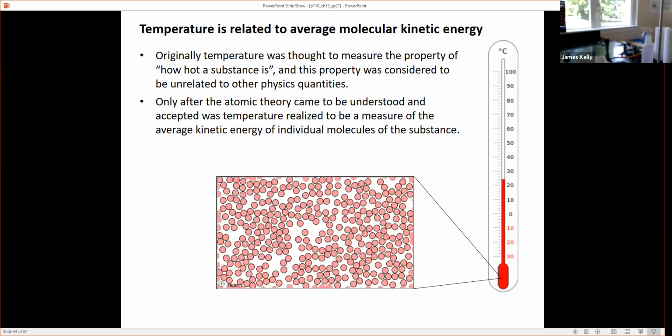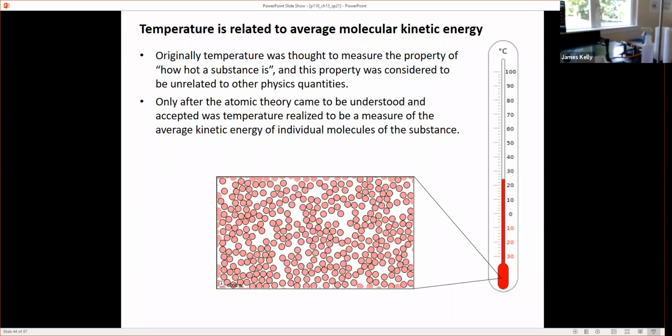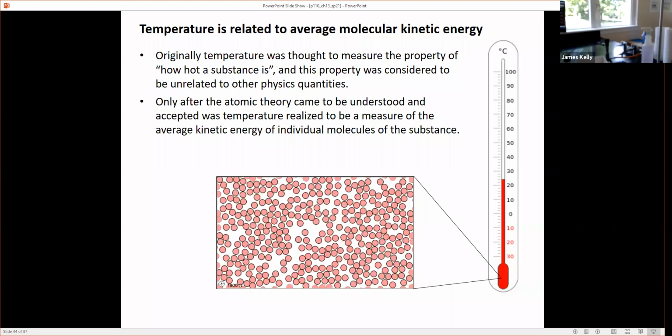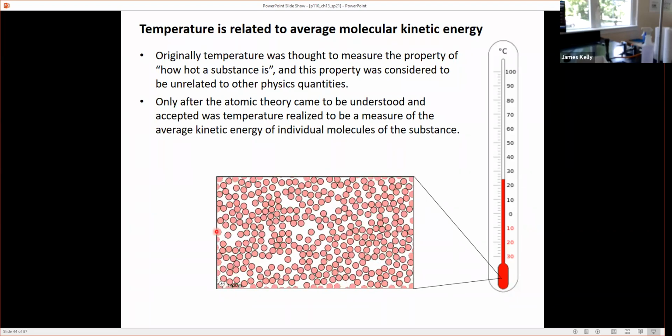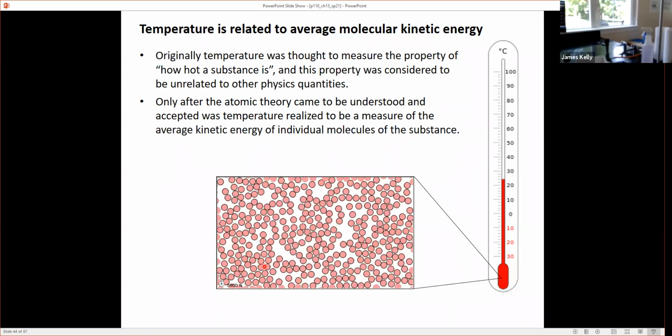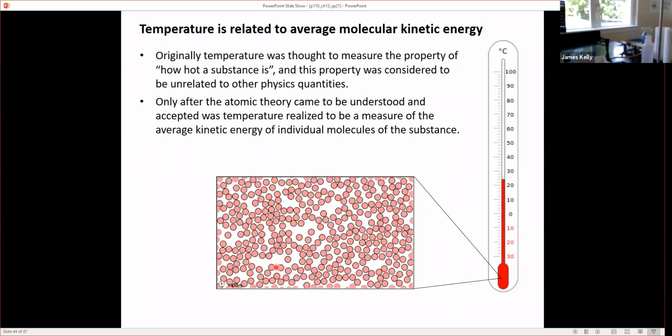After the atomic theory was finally accepted, people realized that you could think about temperature as, in some sense, related to the average kinetic energy of the molecules down at the molecular level.